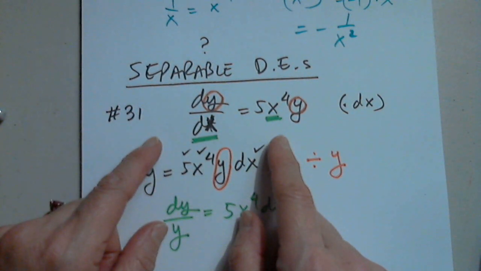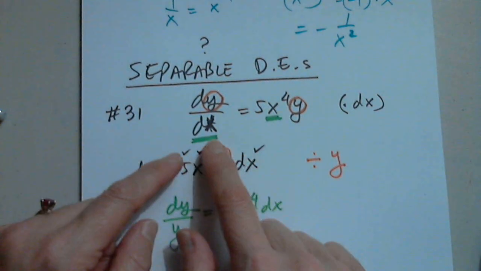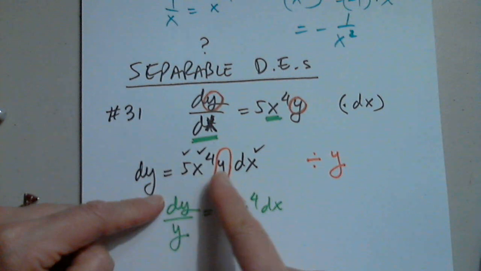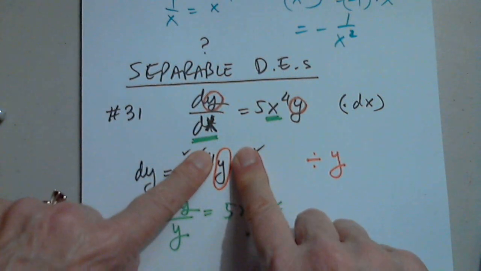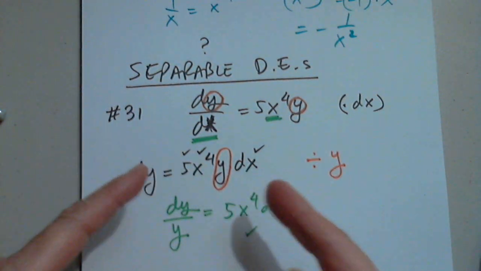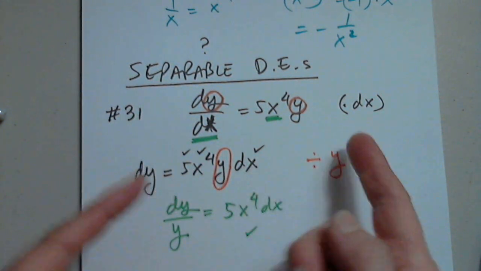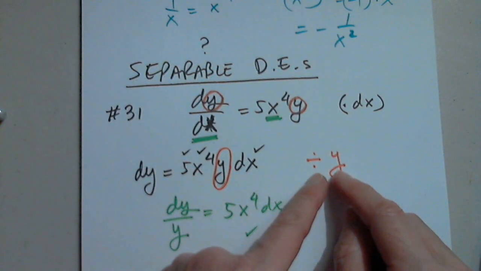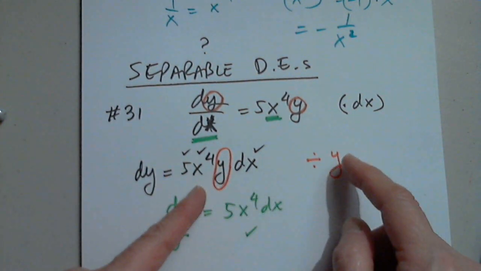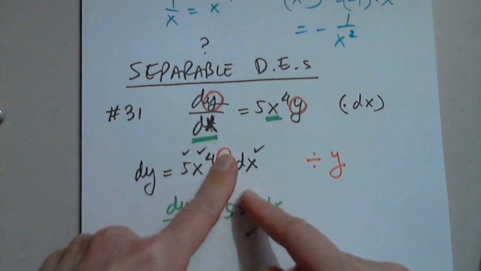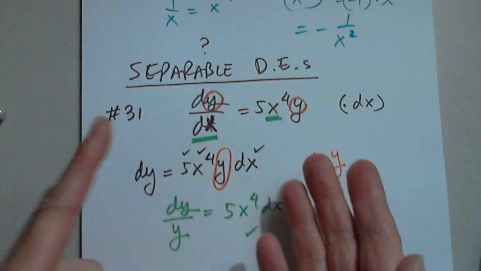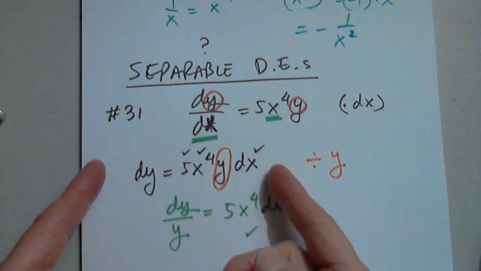Was I able to separate them? Yes. First, I multiply both sides by dx and I got this. Then I realized these are okay because they are on one side, but this piece should not be here. I can't remove it because it's multiplied, right? I cannot subtract or whatever. I have to divide because it's a factor. So when I divide this side by y, I am left with 5x to the 4th dx. I also have to divide the other side because it's an equation.